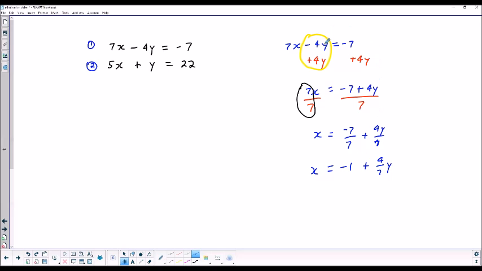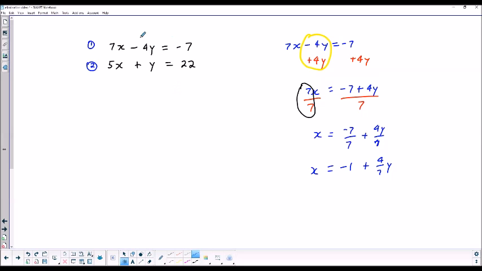And had we tried to find the value of y first by eliminating 7x, we would find the same sort of idea. We get y equals something, and it would be in terms of x. So by using one single equation, we cannot find the value of two variables. That's why we need two equations to find the value of two variables.